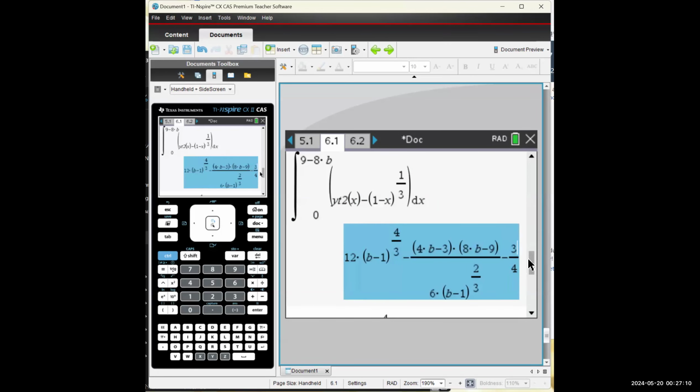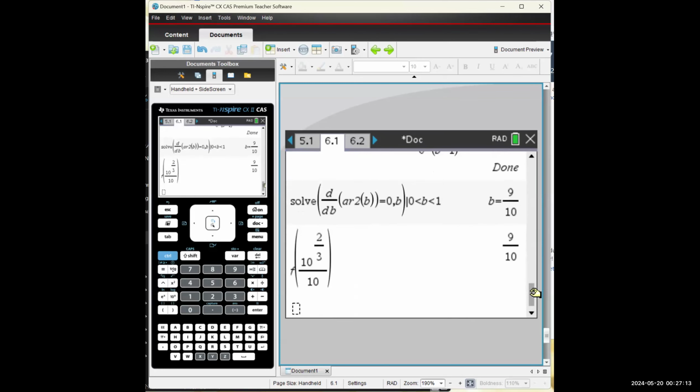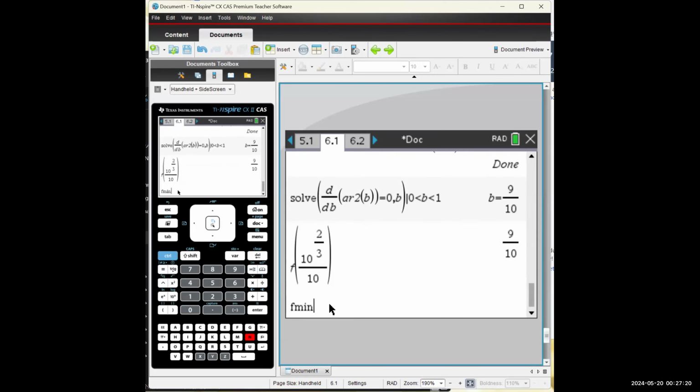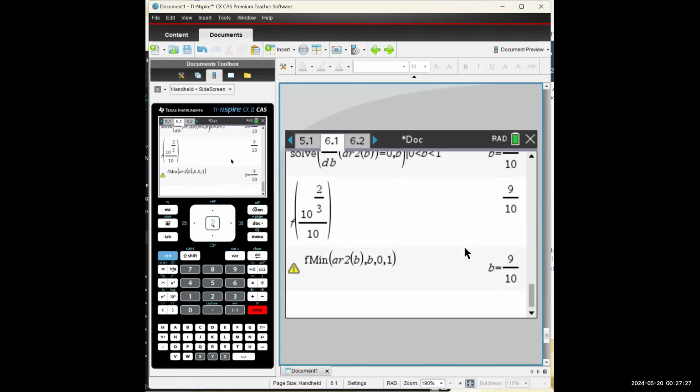And finally, to minimize this, just use your calculus. Solve the derivative equal to 0 for b between 0 and 1. Of course, if you use this command, area 2b, comma b, 0 to 1, that gives you 9 over 10 immediately, instead of using the derivative. So for the historical purpose, I'll try to put some detailed solutions here, okay?